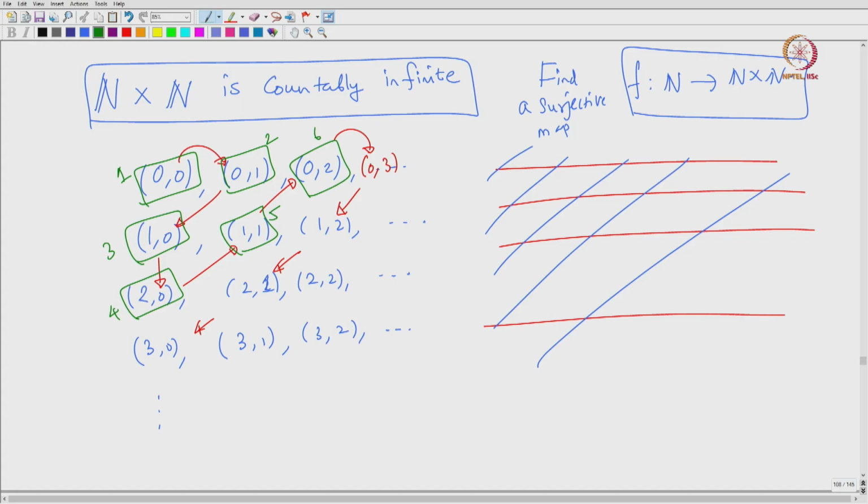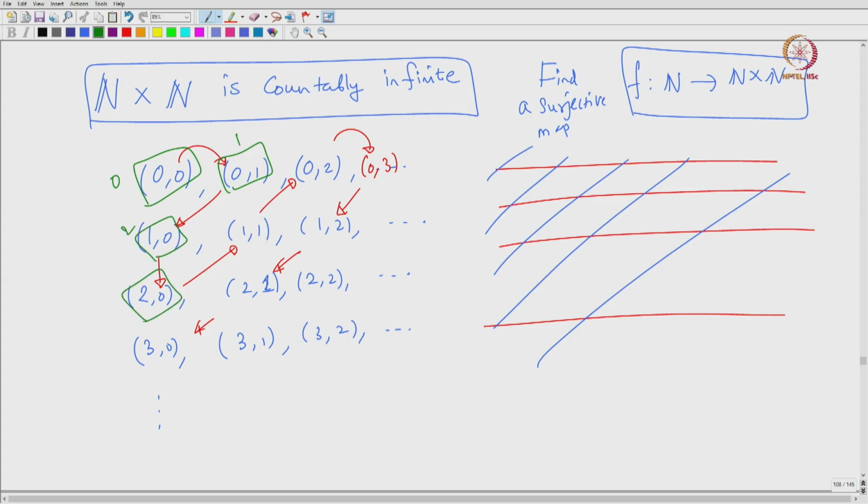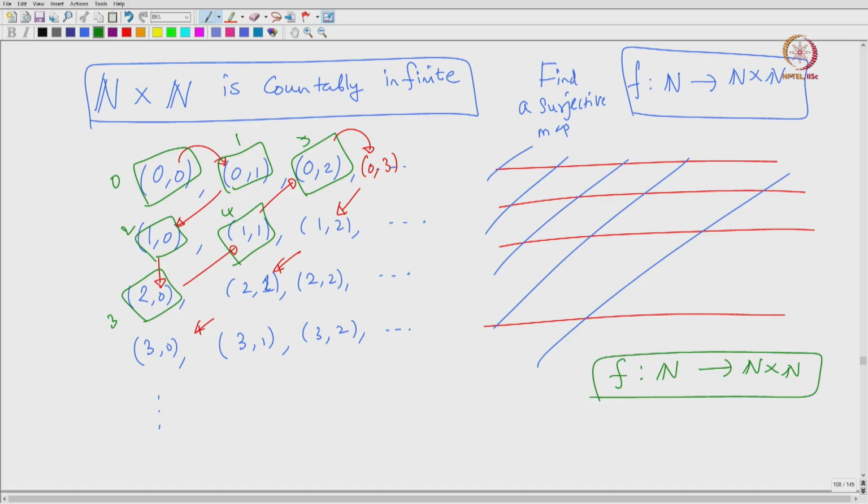So, maybe I should say that this is my 0th element and this is my first element, this is my second element, this is my third element, this is my fourth element, this is my fifth element and so on. Okay. So, this defines indeed a map from N to N cross N, and this map is indeed a surjective map, and one can come up with a very explicit algebraic formula for this map, and I will leave it to you to check what that map is.